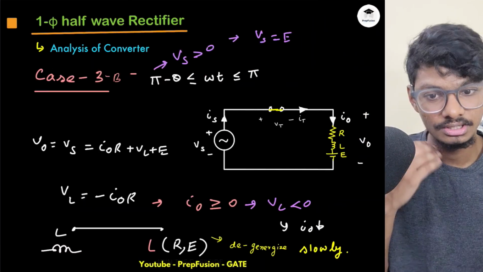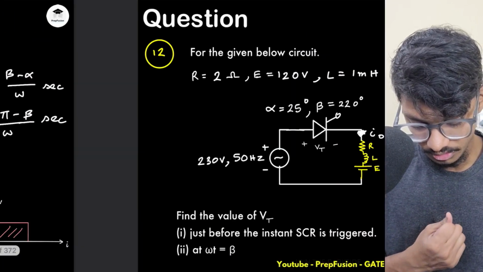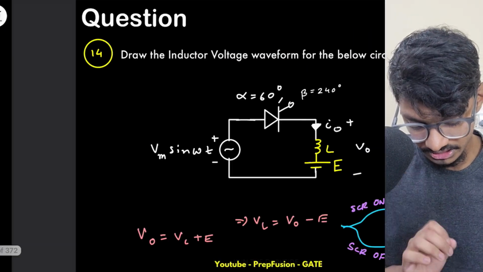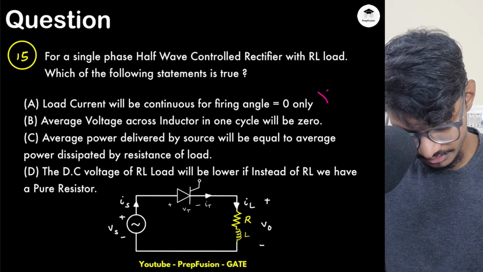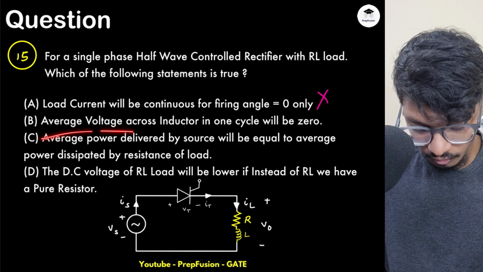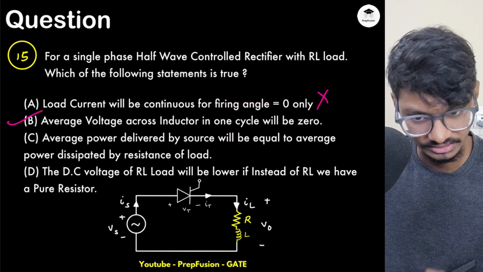Continuous means continuous conduction, which means it will never go to 0. So this first statement is specifically wrong. Next, the average voltage across the inductor in one cycle will be 0, correct. This is the volt-second criterion that I derived in the previous lecture.